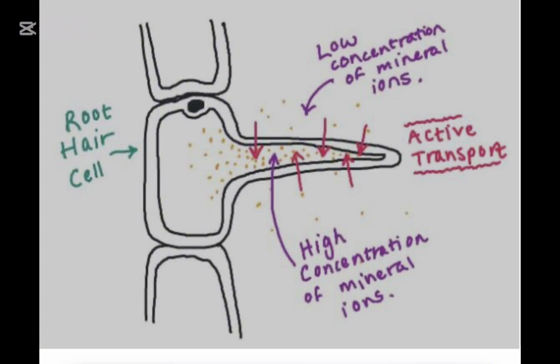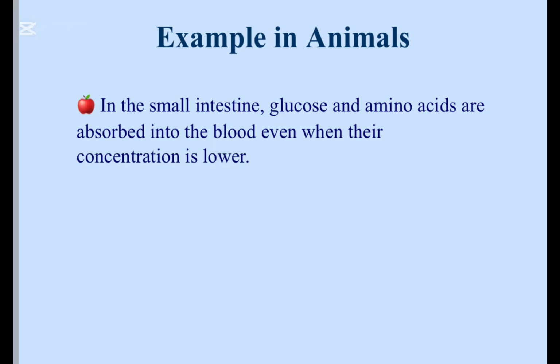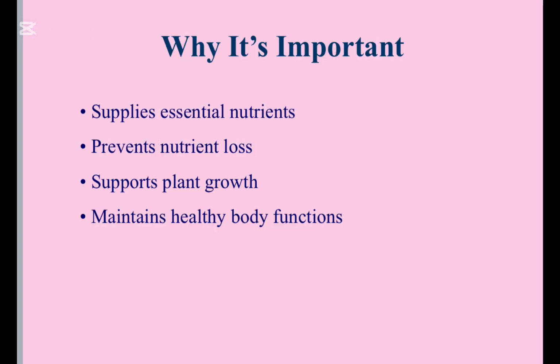Now let's talk about active transport in animals. Active transport in animals occurs in the small intestine when glucose and amino acids are absorbed into the blood, even when their concentration is lower. Yes, it's like that, meaning from a lower concentration to a higher concentration. So you should know that in the small intestine, glucose and amino acids are absorbed into the blood even when the concentration is lower. That's it.